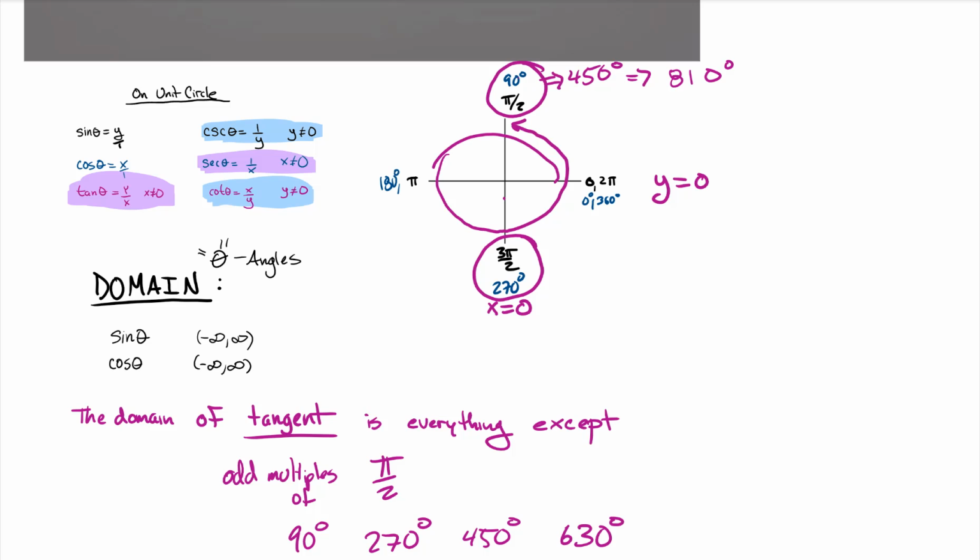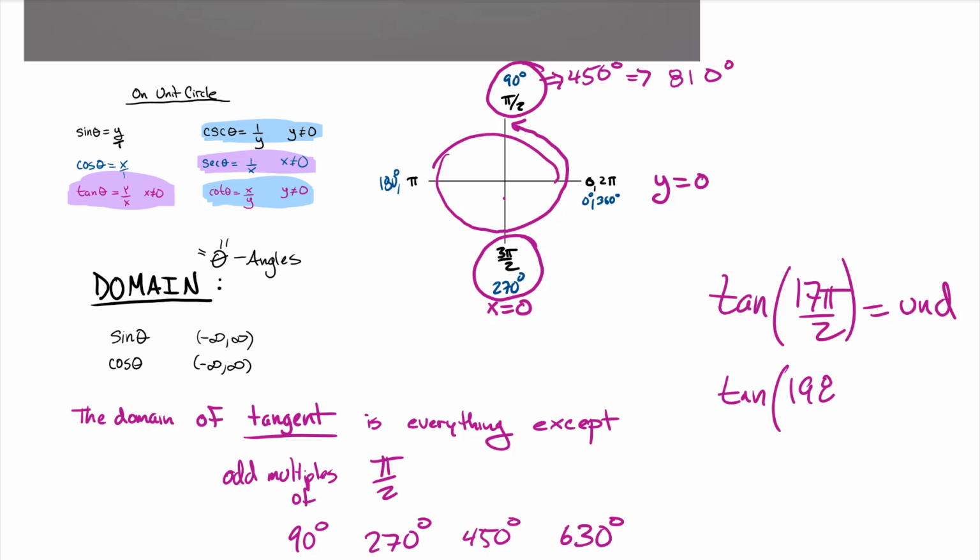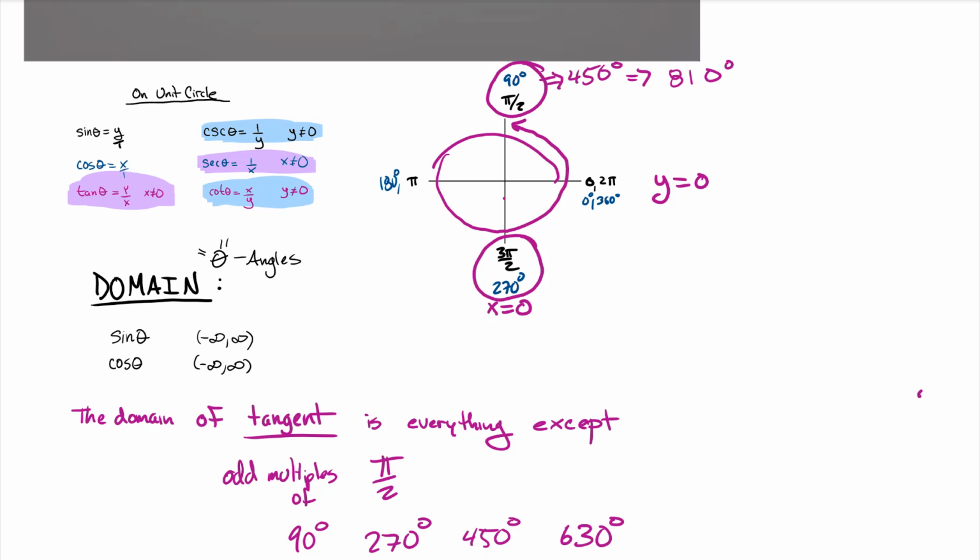So the degrees are a pain because you can't just look at it. If you tell me tangent of 17 pi over 2, I'm like, sweet, that's undefined. But if you tell me tangent of 1,980 degrees, I'm like, I don't know. I have to subtract a bunch of 360s to figure out whether it's undefined. All right, well, let's pick up the pace.